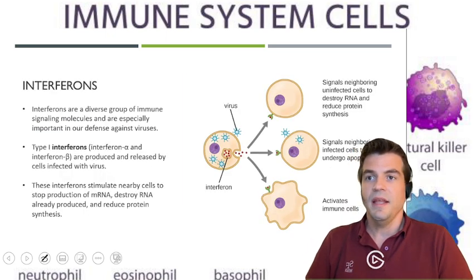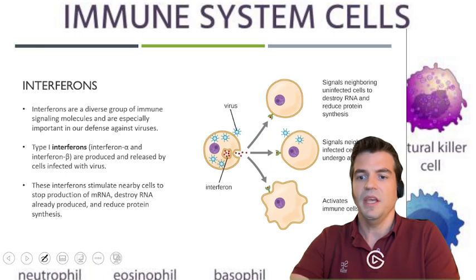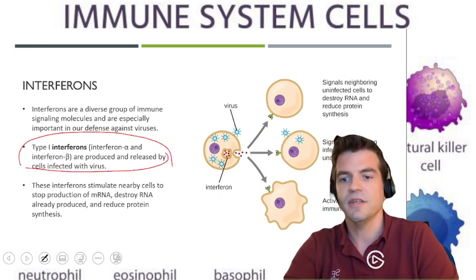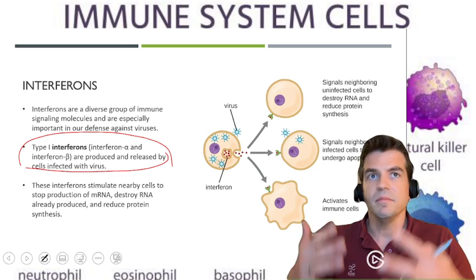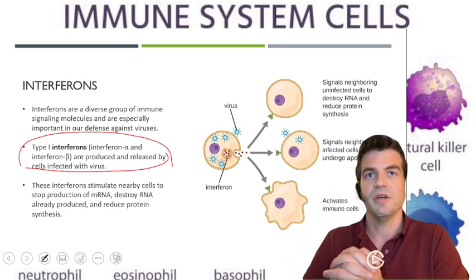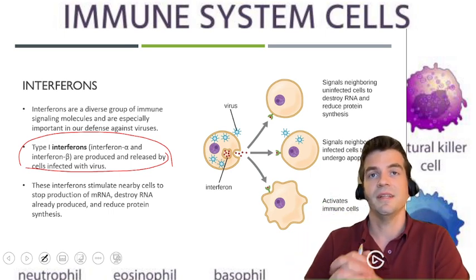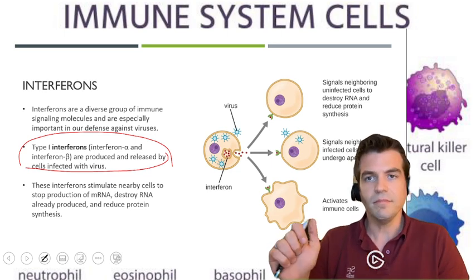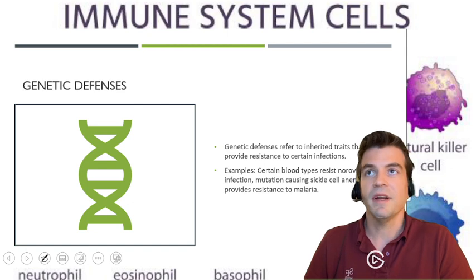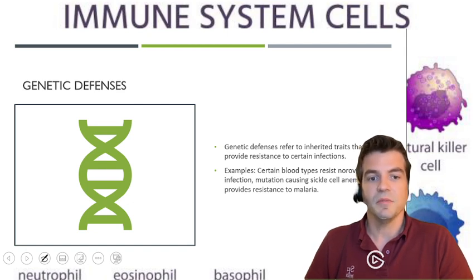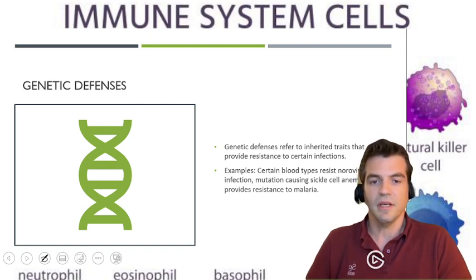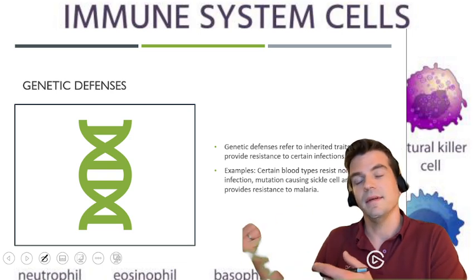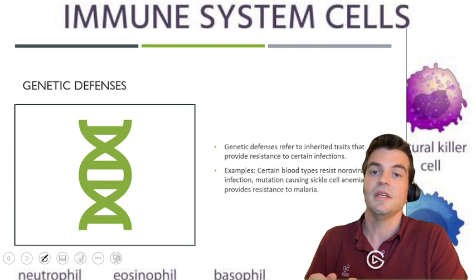Okay, and then we have interferons. Interferons and viruses go together like this. Okay, interferons are chemical mediators of the second line of defense that help against viruses. Okay, and then finally we have some genetic defenses that count as our second line of defense in our innate immunity.